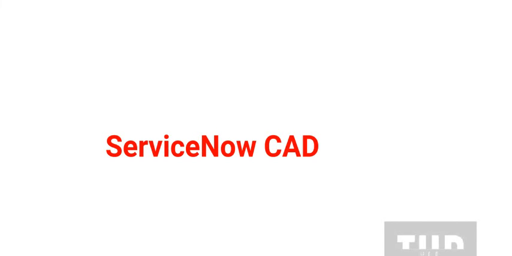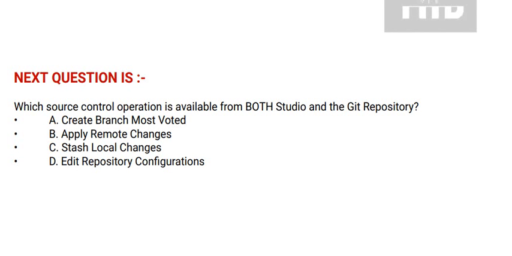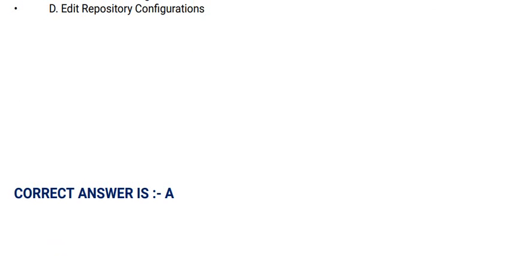Today's question is, which source control operation is available from both Studio and the Git repository? Option A, create branch. Option B, apply remote changes. Option C, stash local changes. And option D, edit repository configurations. And the correct answer is option A.